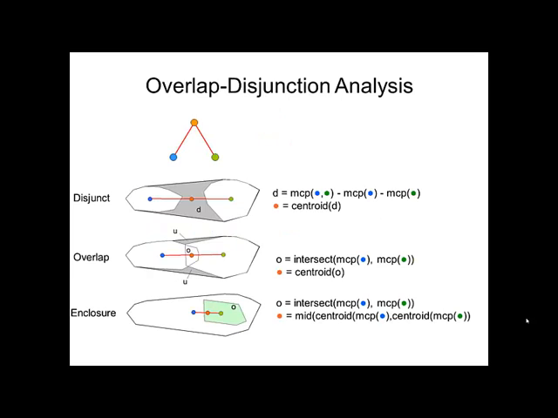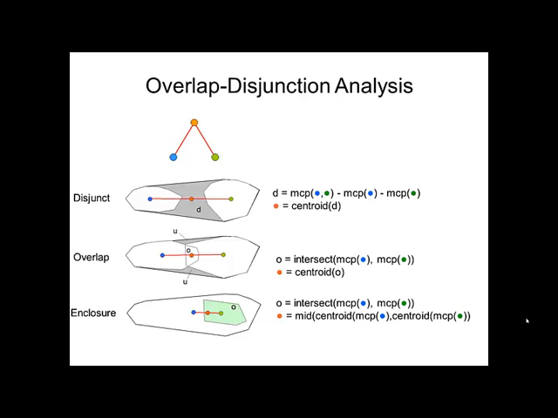Method 4, overlap disjunction analysis. In this case, at the tips, we build minimum convex polygons around the tips. Don't worry about the details of this. To a certain extent, honestly, don't worry about the details. This is just so we build minimum convex polygons around the tips. For the internal node, we build a minimum convex polygon around the joint distribution of the 2 lower tips.